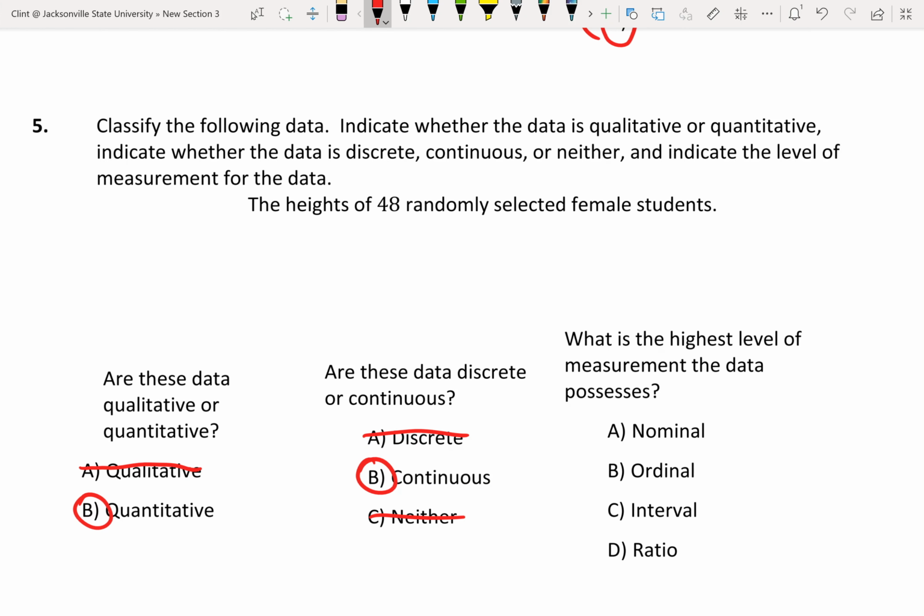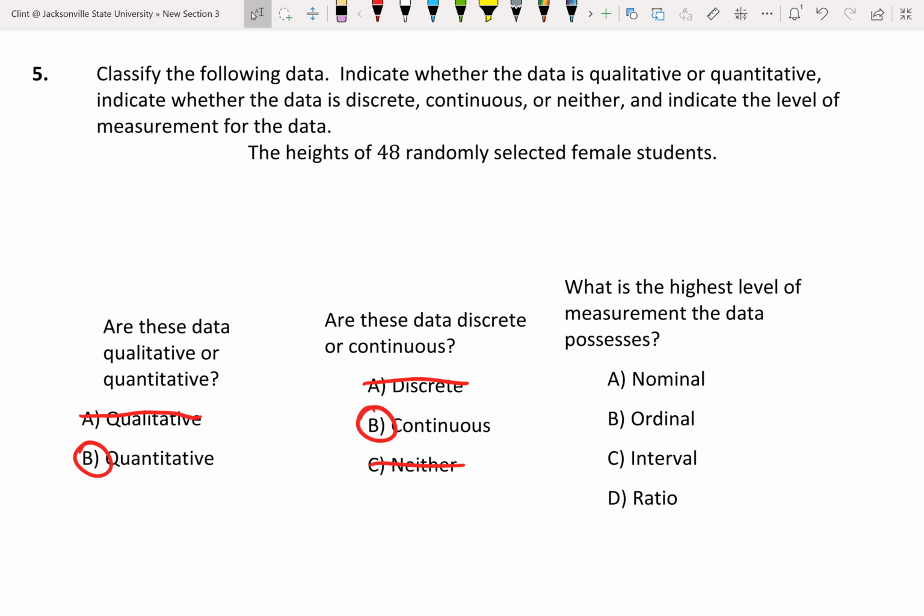Okay. And then again, for the last one, since it's quantitative, it's either interval or ratio. So what would having a height of 0 mean? That would mean you actually had no height, right? You were 0 tall, right? That means you don't have any height at all. So this one would be ratio again, okay? Not interval.